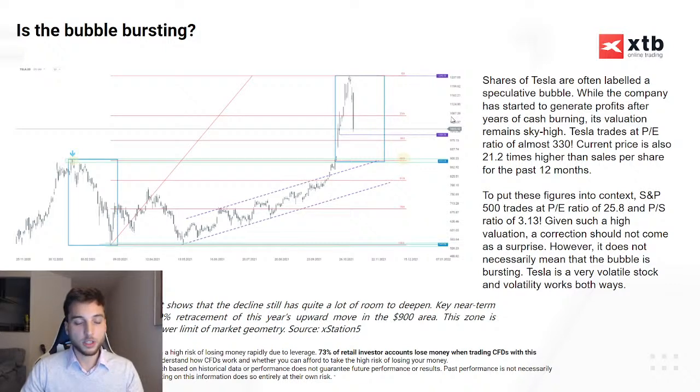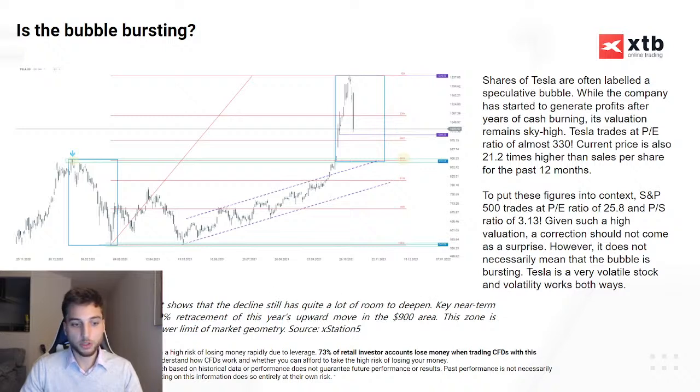So when it comes to trading anything that has really any volatility, it's always important to be cautious, even more so when we're trading something like this. A look at Tesla here on the chart shows that the decline still has quite a lot of room to deepen, because we have this area in the past, really before the gap.